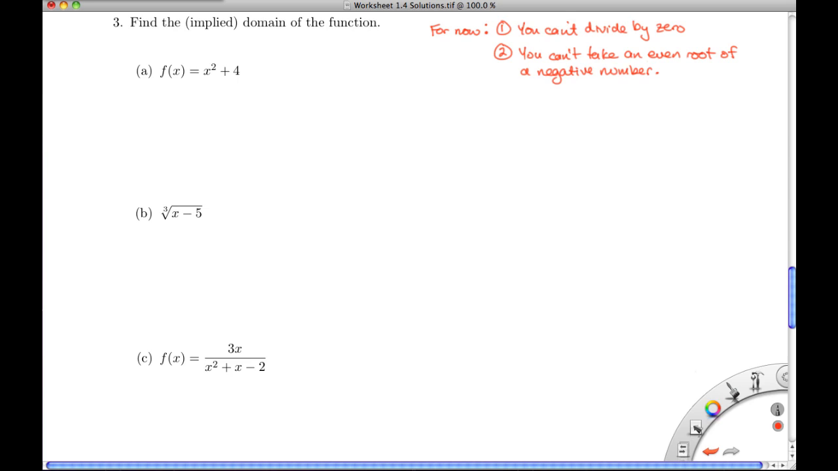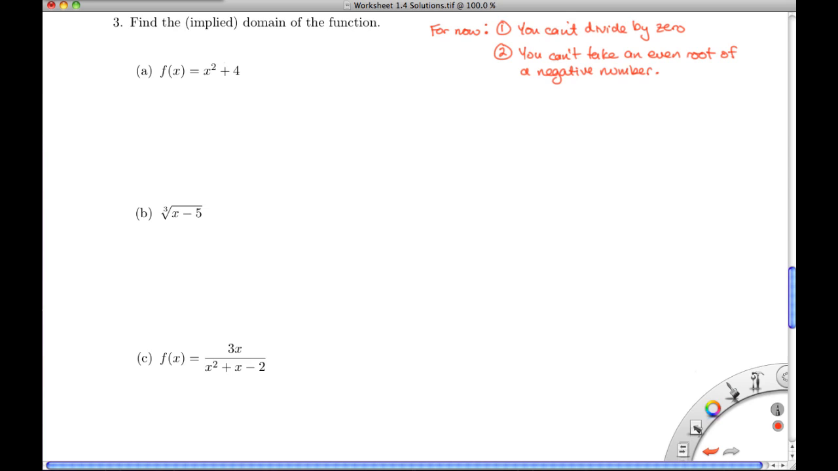So these are the two things that we're going to want to watch out for specifically in these examples. So let's go ahead and start off with part A. We've got f of x is equal to x squared plus 4. So yeah, we could think about, well, what are all the numbers that I can use for x? Because that's really what we're talking about with domain, is what x values can this function use?